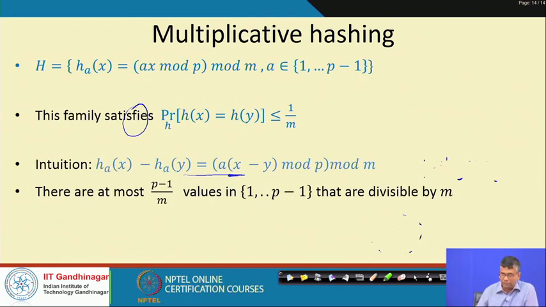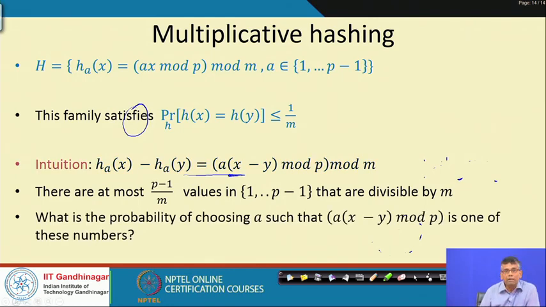It's not very hard to see. P is much bigger than m. So therefore there are exactly (p minus 1) divided by m values in the range 1 to p minus 1 that are divisible by m. So how do I choose A? In how many ways do I choose A so that I get to hit exactly one of these values? And here is where we have to look at some properties of prime numbers. That is, we are trying to analyze the probability of choosing A such that A times (x minus y) mod p is one of these (p minus 1) by m numbers.